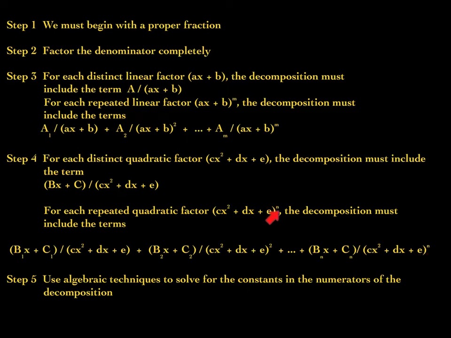So notice that each of these numerators, you're going to have to figure out what these are, and that's the work that you and I have to do in partial fraction decomposition. You're going to have to figure out what b sub 1 is, what c sub 1 is, what b sub 2 is, what c sub 2 is. So you and I are basically looking for what these constants, these coefficients, are.